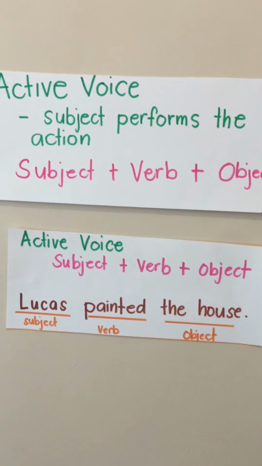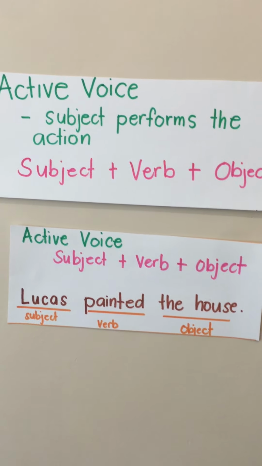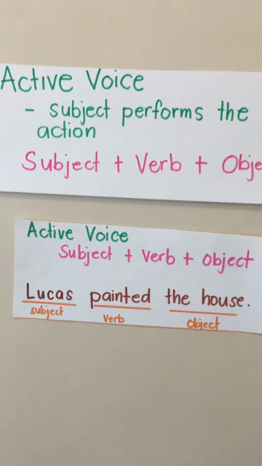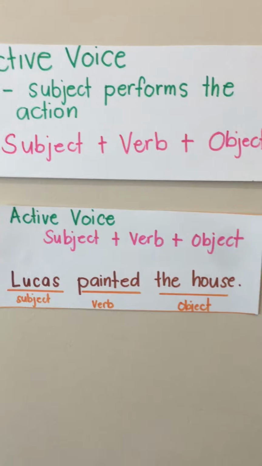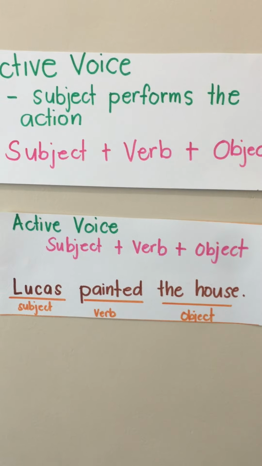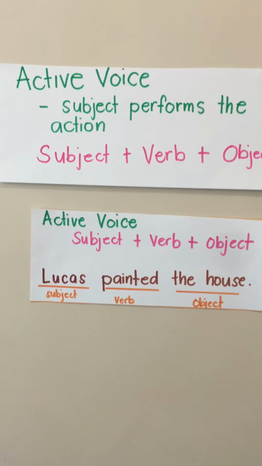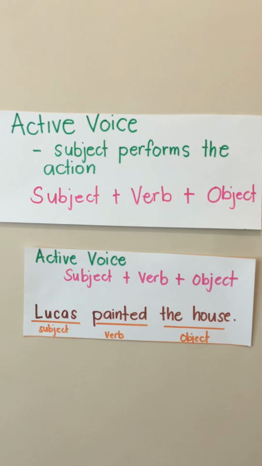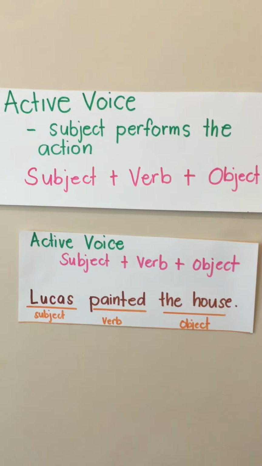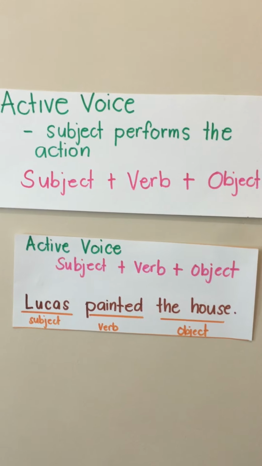Who painted the house? It's Lucas. So therefore, Lucas is the subject and the doer of the action. And the receiver of the action is the house. Sa madaling salita, in active voice, subject is always at the beginning of the sentence at laging tagagawa ito ng kilos. Ngayon naman, anong pinagkaiba ng active voice from passive voice?